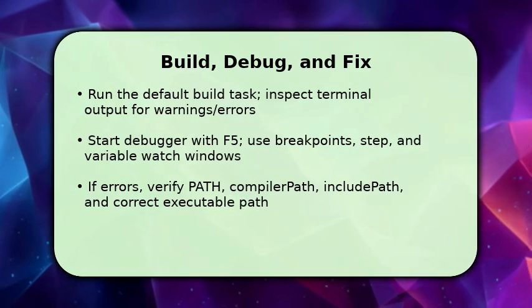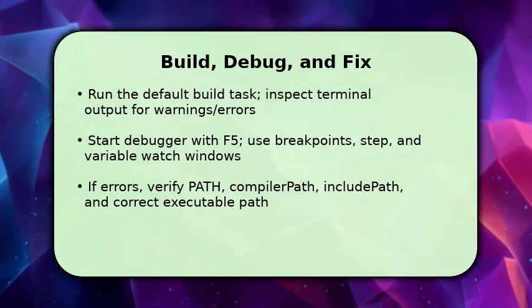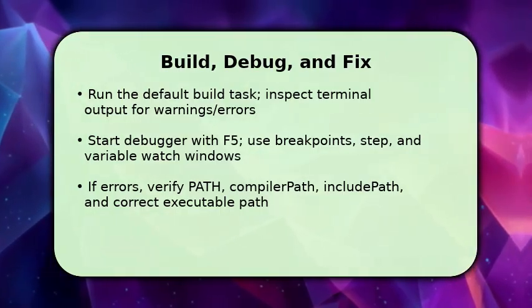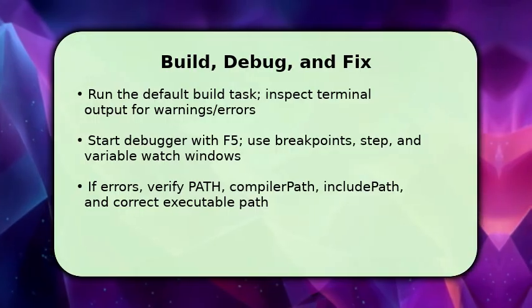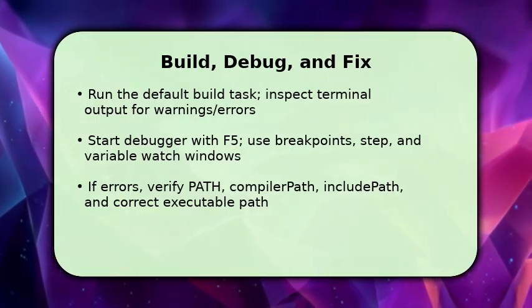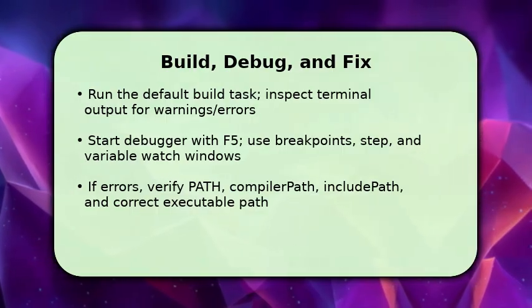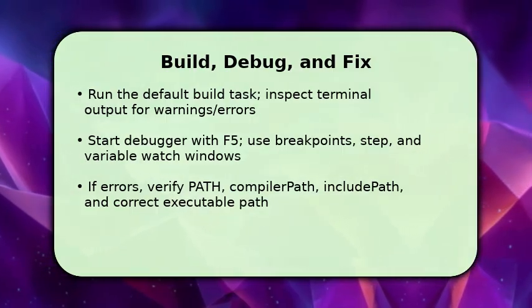You finish by building and testing the executable, then debugging to verify behavior. Run your build task and read errors in the terminal. Fix compile flags or include paths as needed. Once it builds, press F5 to launch the debugger, set breakpoints, step through code, and watch variables to understand flow.